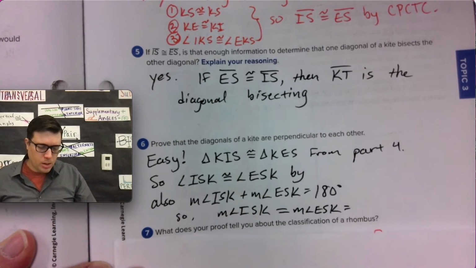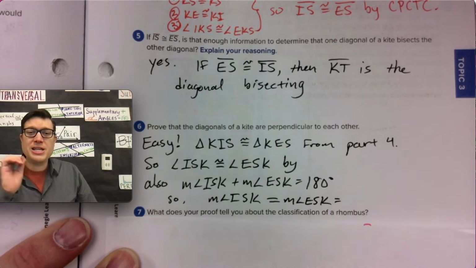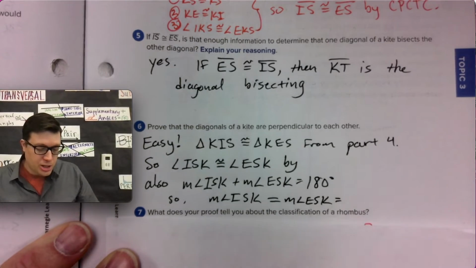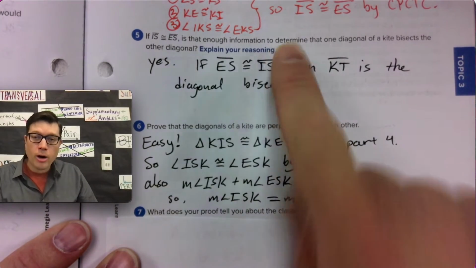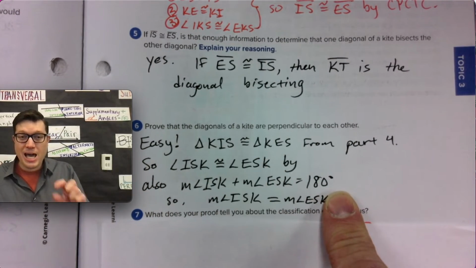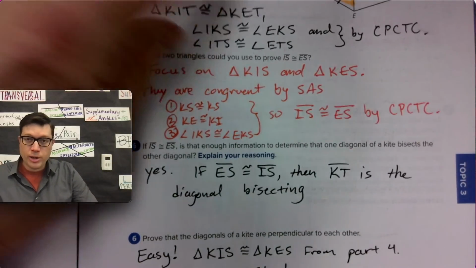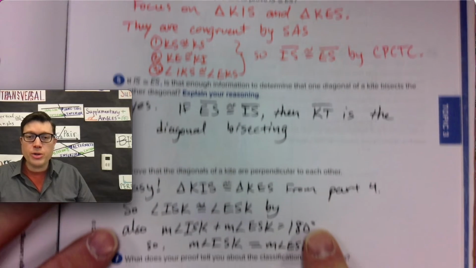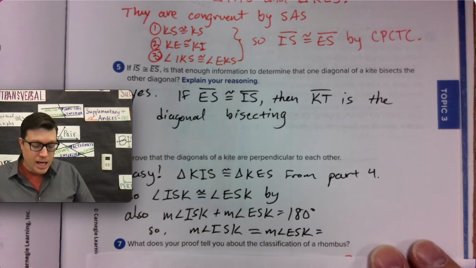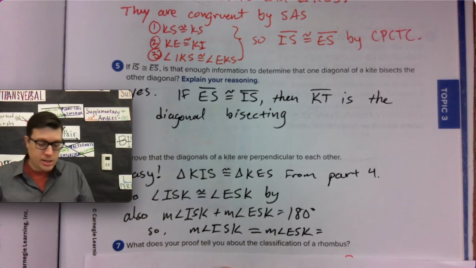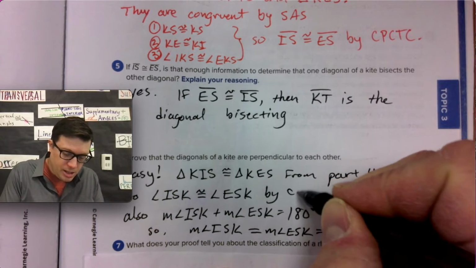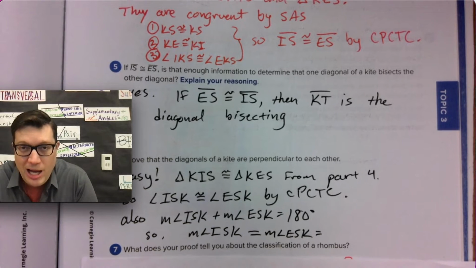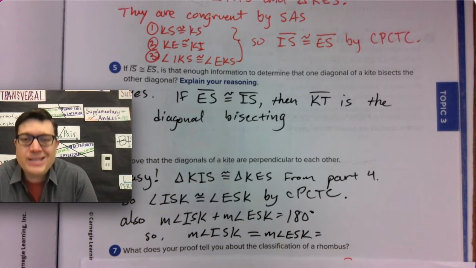All right. Let's prove then that the diagonals of a kite are perpendicular to each other. We've already established all the way back in part 4 that the two triangles, KIS and KES, are congruent. That's these, by the way, right? Those two triangles are congruent. So since they're congruent, they have corresponding parts that are congruent. CPCTC. The two parts that I'm talking about are angle ISK and angle ESK.